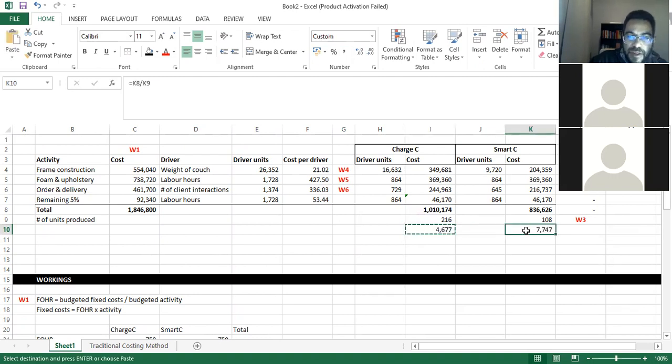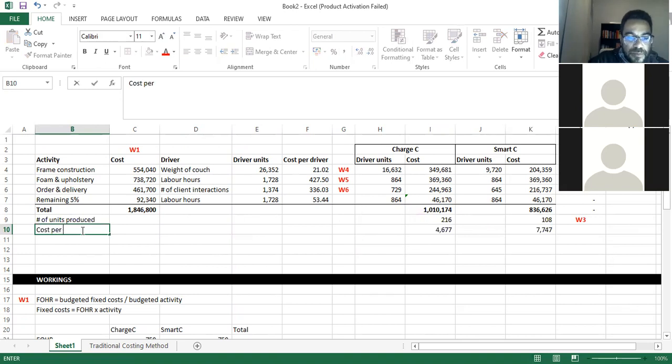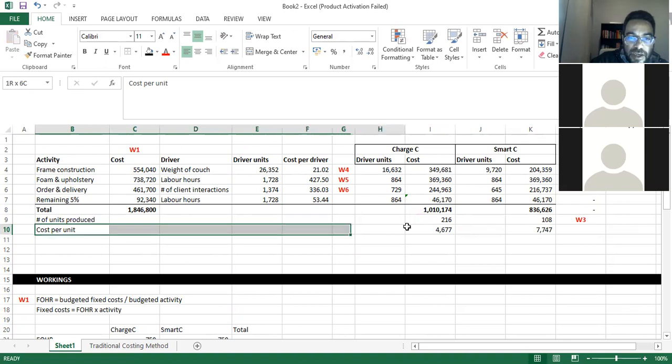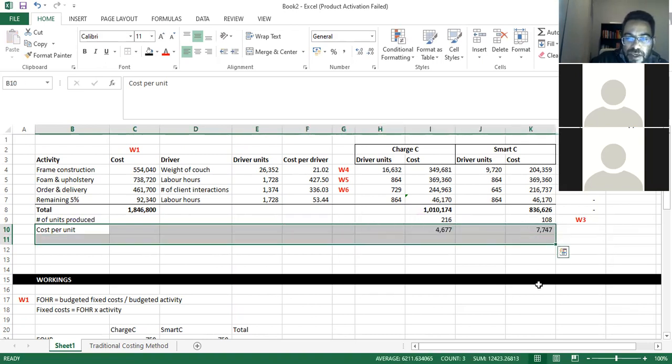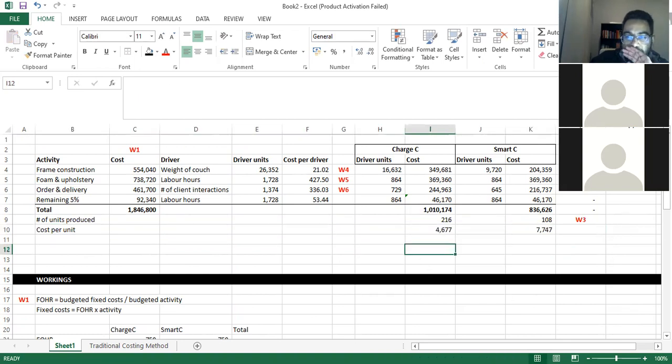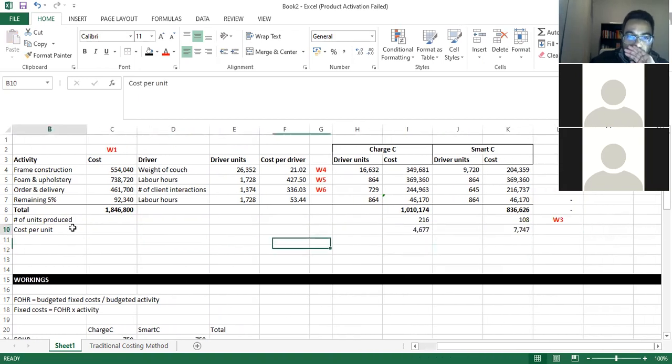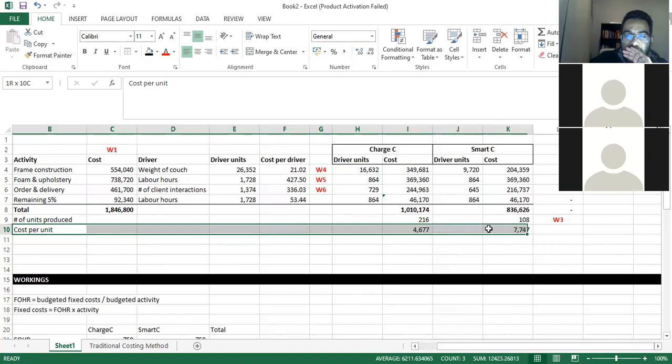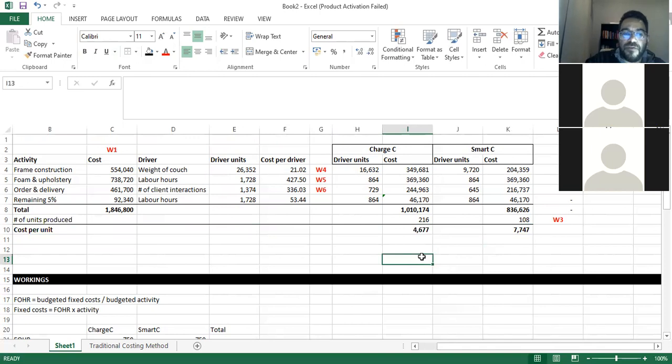Cost per unit is going to be that. So this is cost per unit, using activity-based costing, using ABC. Using the ABC method, we should be allocating 4,000. So cost per unit, ABC.